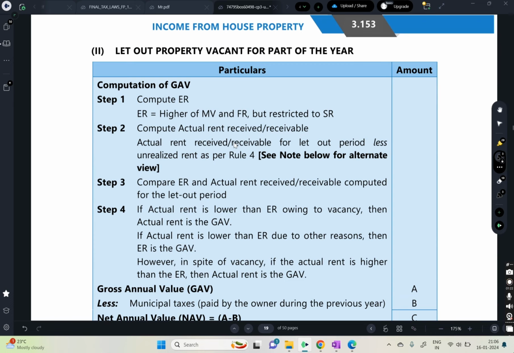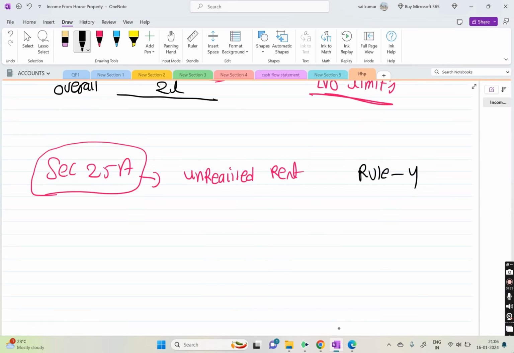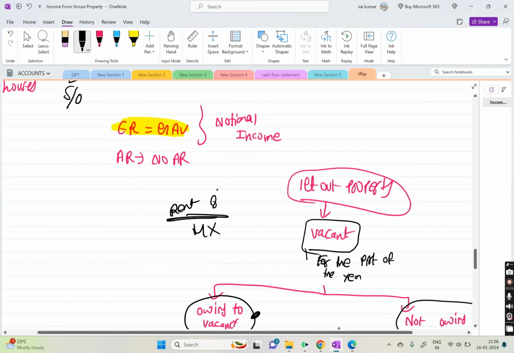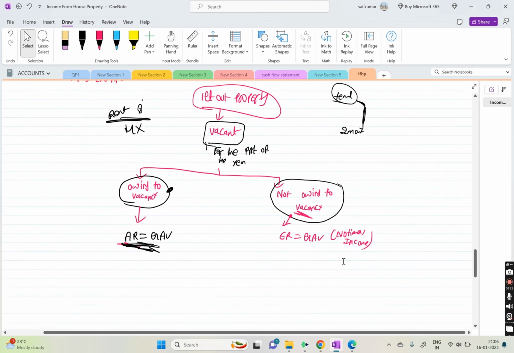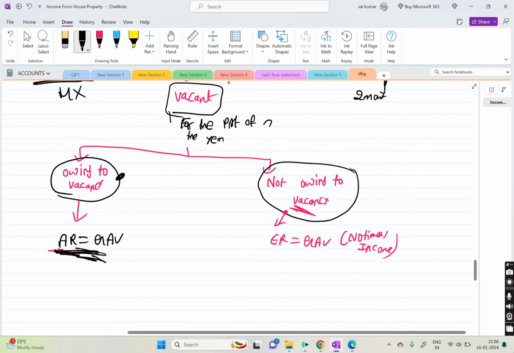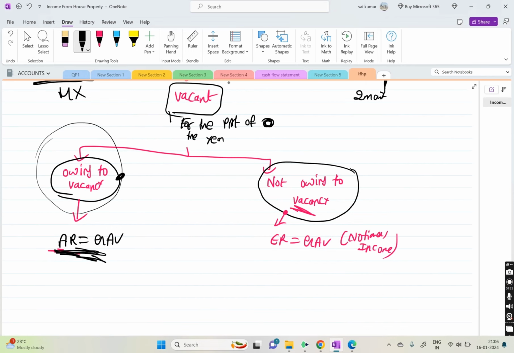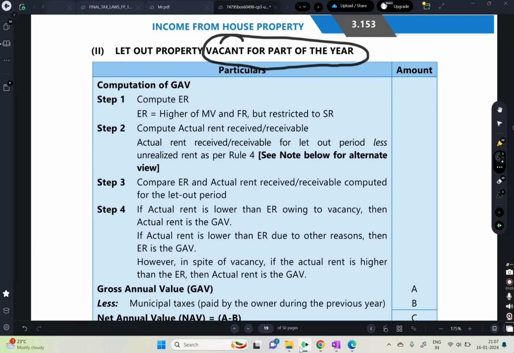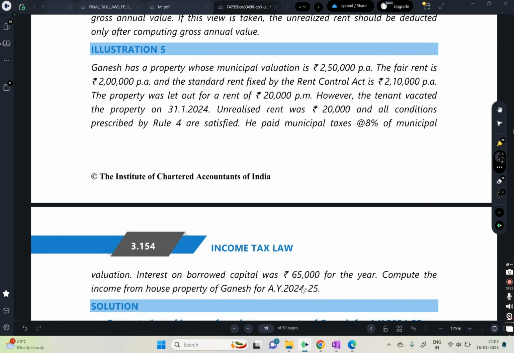Next one, what do we discuss? Let out property is vacant for part of the year. That means in the remaining year it is unoccupied, right? Nothing is there. Did we discuss it? We discussed it, I think, at the end. If you see, let out property is vacant for the part of the year. We need to check whether it is owing to vacancy or not because of the vacancy. That will be mentioned in the question itself. I'm pretty sure they would have given it here.